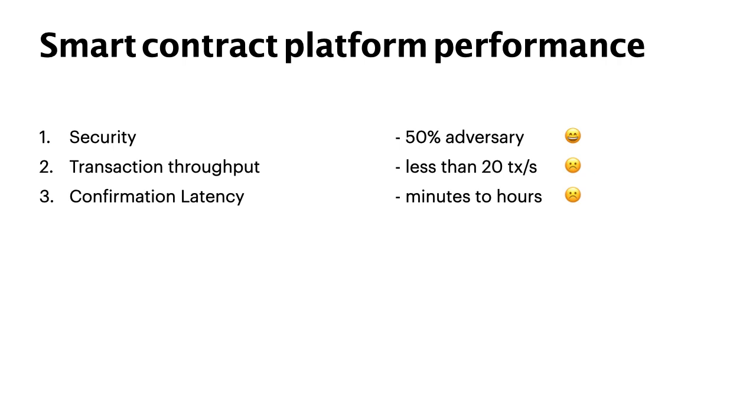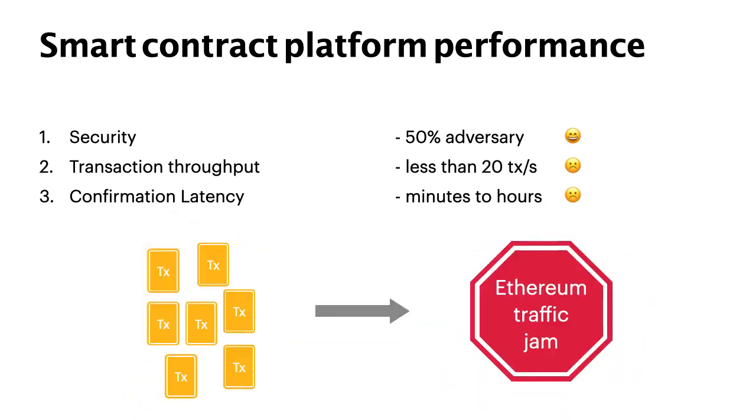For example, when CryptoKitties made its debut on Ethereum, a large number of transactions rushed into the system. The pending transactions were getting dropped, and users had to use a high transaction fee to get transactions included. Therefore, we can say it is very important to scale up smart contract platforms' performance.